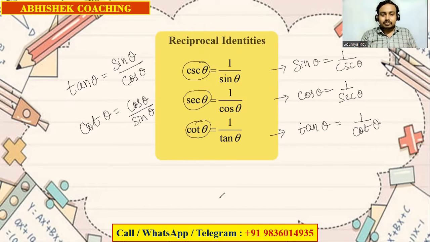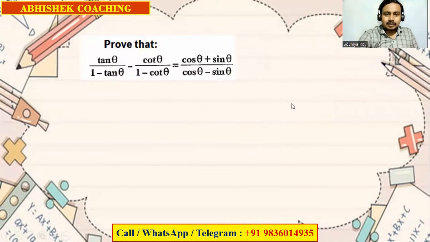So let's do some questions regarding this type of sums. Okay, so let's do this sum. Prove that tan theta by 1 minus tan theta minus cot theta by 1 minus cot theta equal to cos theta plus sin theta by cos theta minus sin theta. So moving ahead, we take the LHS, left hand side.